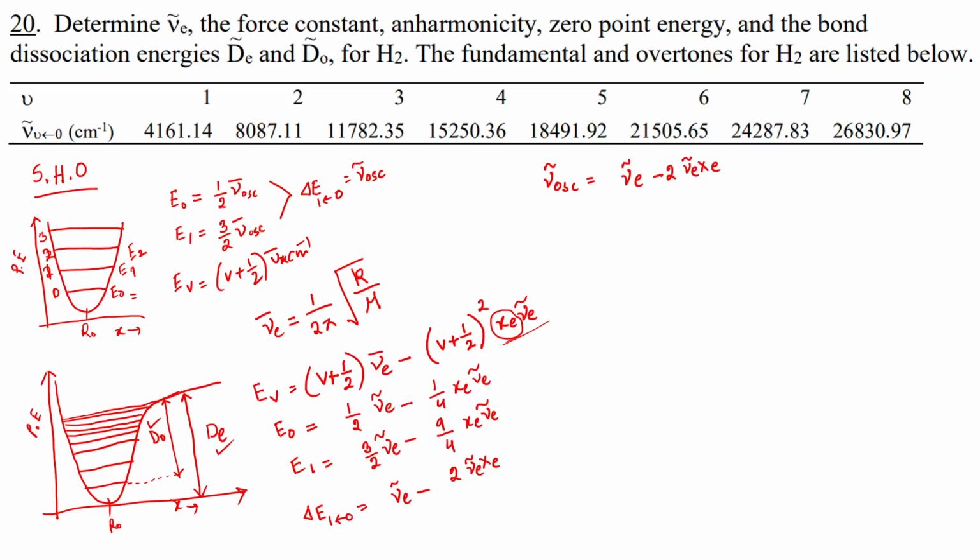At a very high level of V, you are going to see the change, because it is changed by the square terms. That's why it will be very high. Actually, your Xe is very small here. So because of that, we can assume that the first energy gaps are equal. From there, what we can see is that the fundamental is given, 4161.14 centimeter inverse. So your nu e is given.